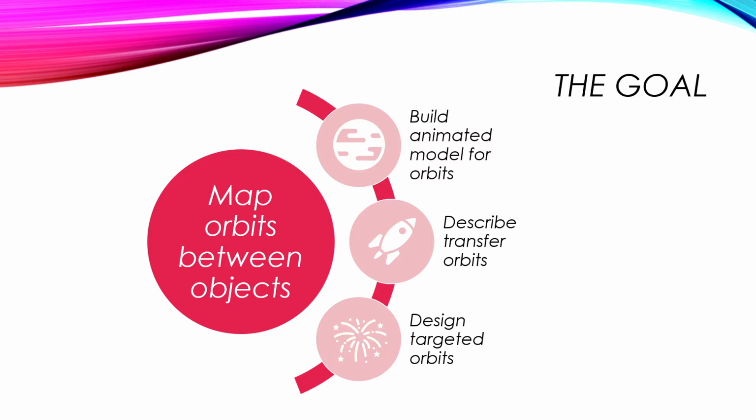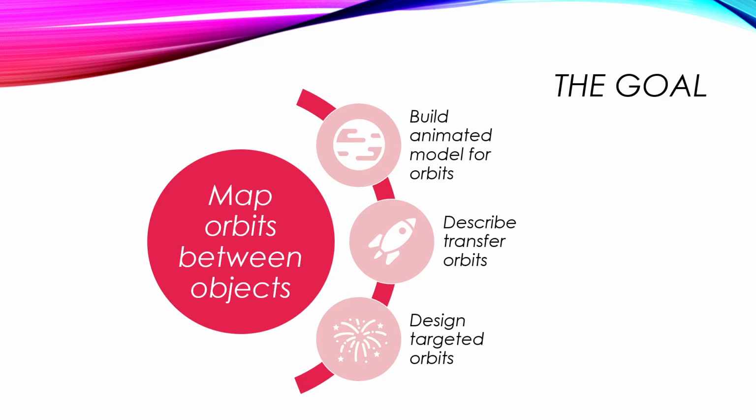So my biggest goal in this project was to map orbits between objects. And what I mean by that is to have an object that's orbiting around one thing, and then shift its orbit to instead orbit around a second, separate thing. I thought this would be a nice, complicated problem that allowed me to dip my toes into orbital mechanics and kind of get a taste for how things work.